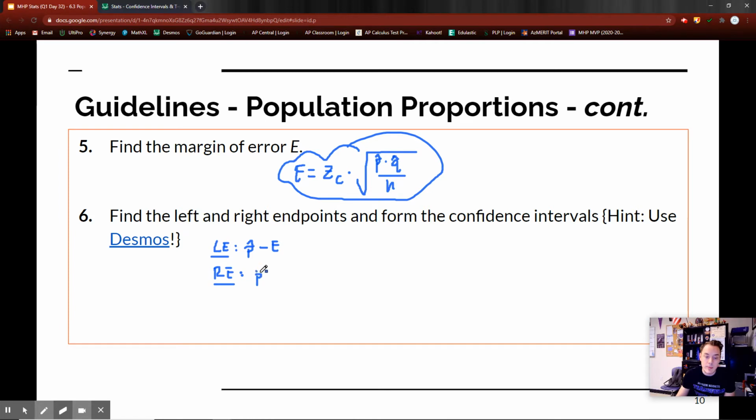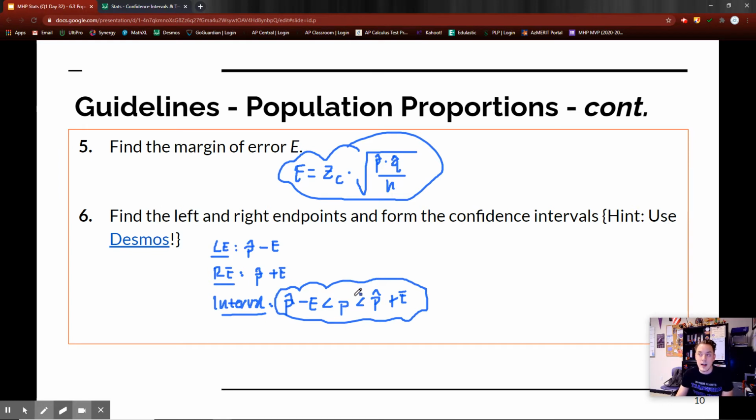My right endpoint would be my p hat plus my e. And then my interval would be my p hat minus my e, and with my population proportion in between that and my p hat plus my e. Okay, so very, very similar indeed, just a couple things that we need to kind of square away, specifically if we want to verify it's actually normally distributed, and my e is a little bit different and so forth. But again, I'm going to be utilizing Desmos a lot.